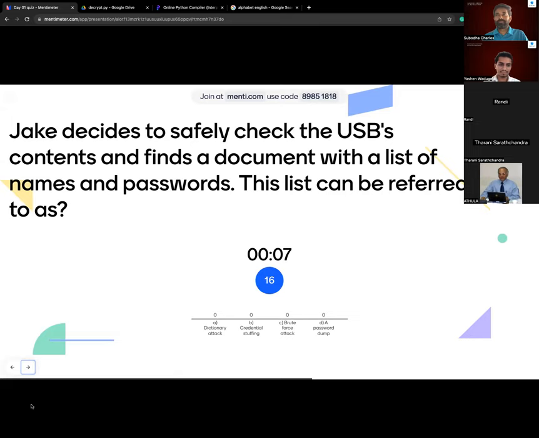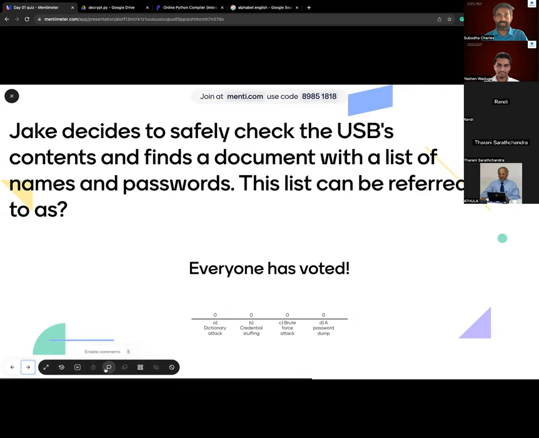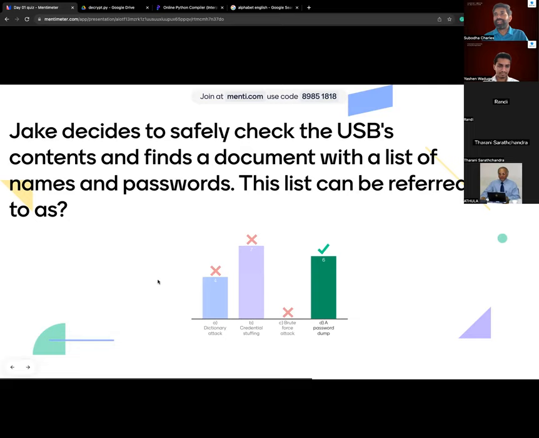Everyone has voted. Let's see the performance now. Many people have given the answer credential stuffing. Well, credential stuffing means that if an attacker finds your login details to one website, the attacker can simply try to use the same pair of username and password on other websites. We do that, right? You use the same password across multiple websites. So attackers can try to exploit that behavior. That is what we typically refer to as credential stuffing.